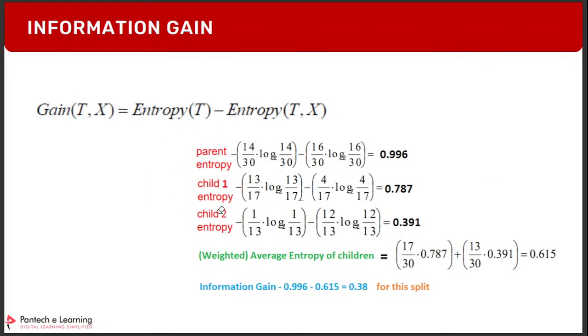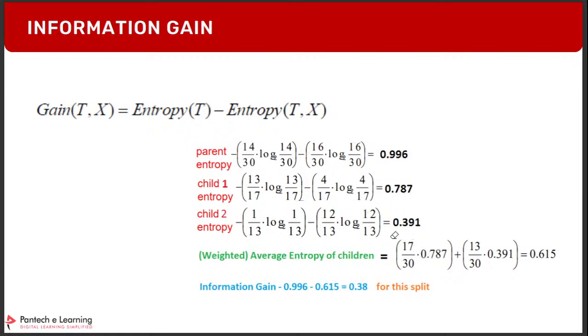And this is how you calculate the weighted average. See here, for the parent I calculate with the entropy formula, taking the percentages and the values out of 30. So I get the parent entropy, 0.996, and I substitute it here. Then the weighted average depends on how many children that branch has. Their entropies are 0.787 and 0.391. Their importance in percentage is 17 divided by 30, multiplied by 0.787.